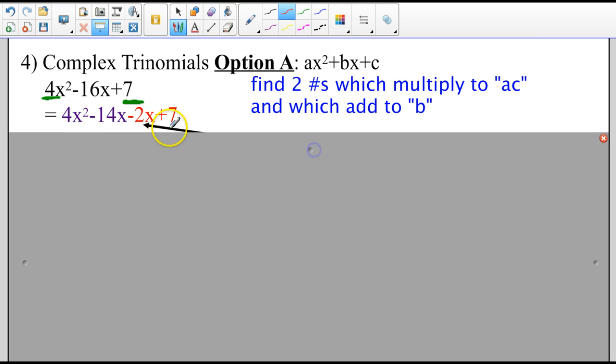So we'll look at the example here. We have a 4 and a 7. 4 times 7 is 28. So we need two numbers that multiply to 28 and that add to negative 16.